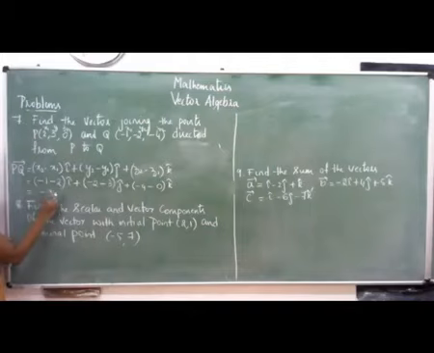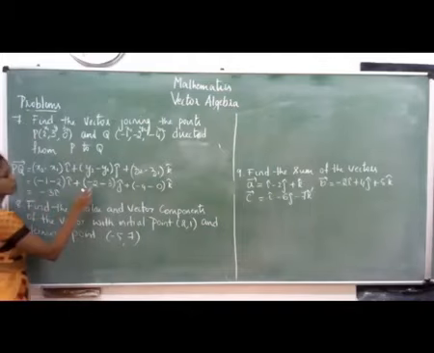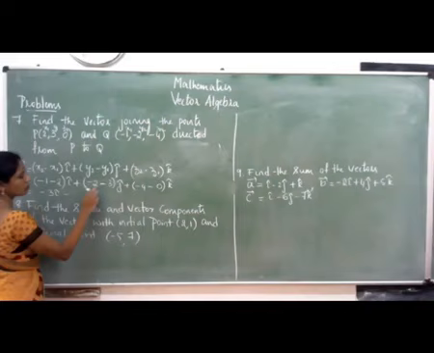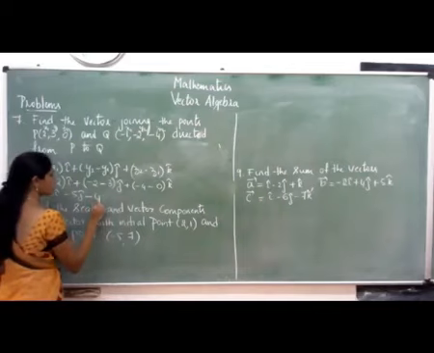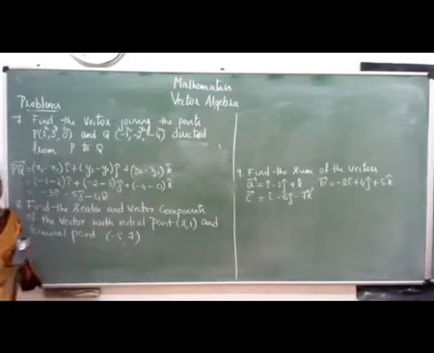Simplifying, this will be equal to -3 i cap, then -5 j cap, then -4 k cap. This is the vector joining 2 points.